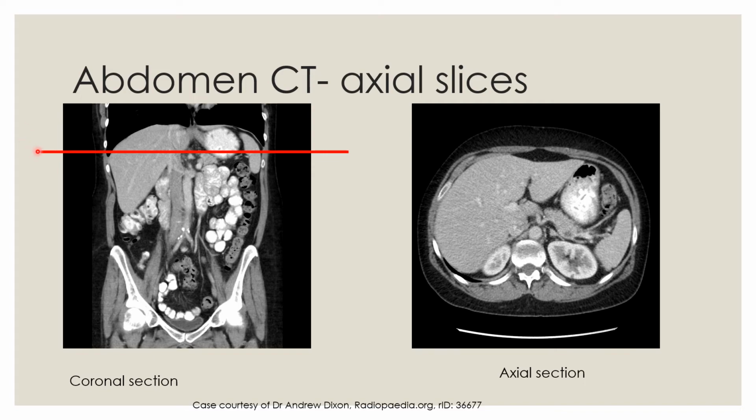So if we took a section here, one slice, and looked at the coronal image here on the right, you can see that the liver looks like this on our axial section, the spleen looks like this, and on our axial section we have a better understanding of our anterior and posterior orientation.